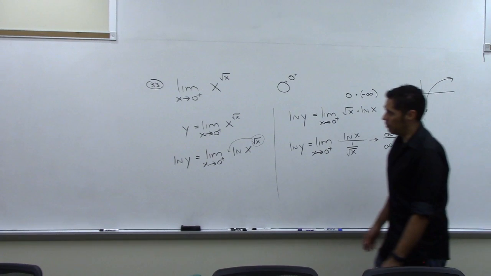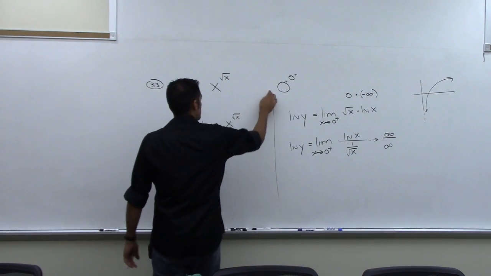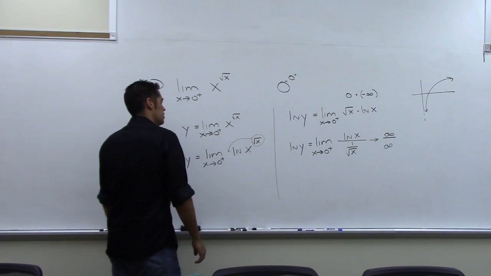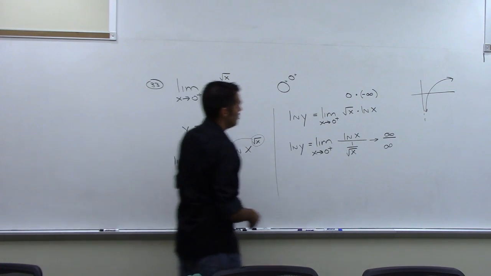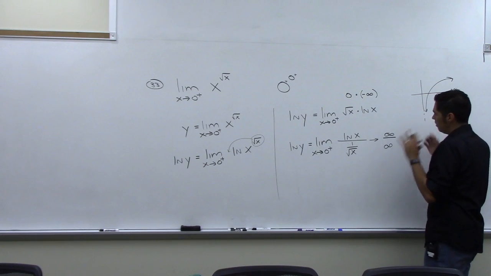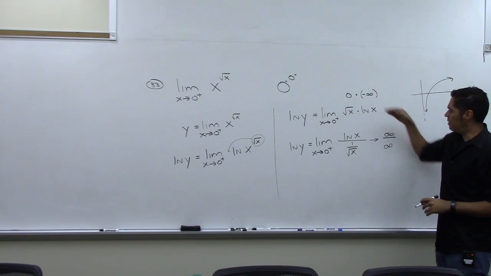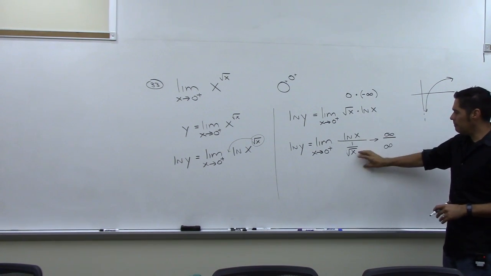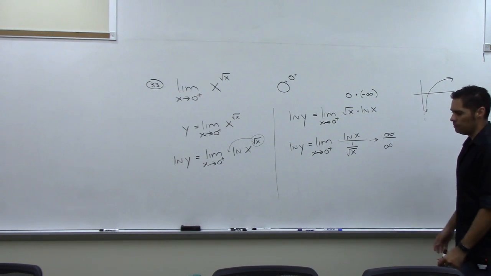So let's just recap real quick. We started out with a form that was 0 to the 0. We knew we couldn't do that. We had to do natural log on both sides. We dropped the exponent out front. Then we get 0 times negative infinity. We still can't do that, but we can convert that to infinity over infinity by dropping it. And now I can use L'Hopital's rule.